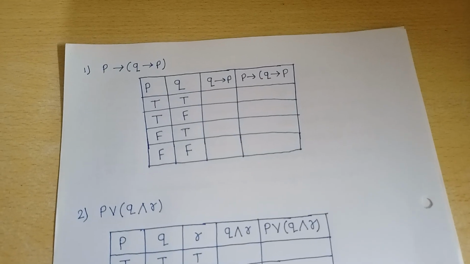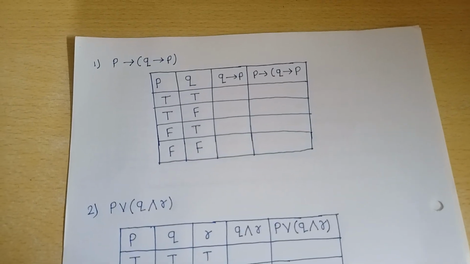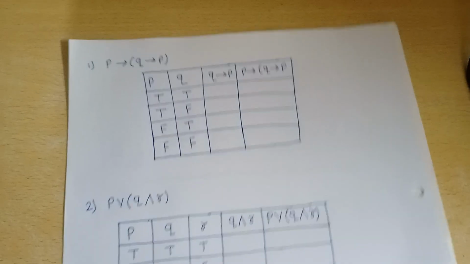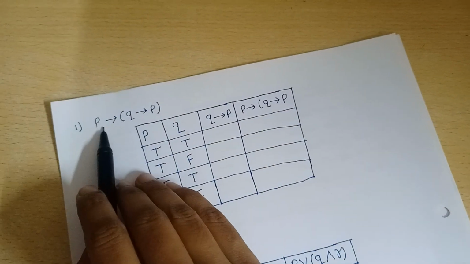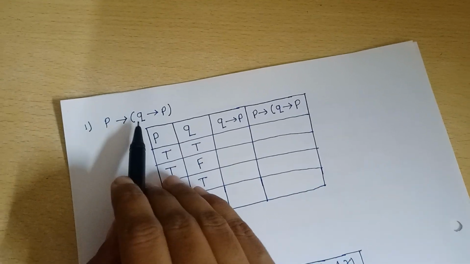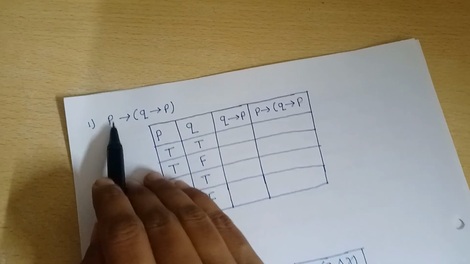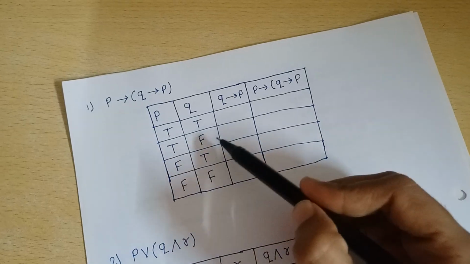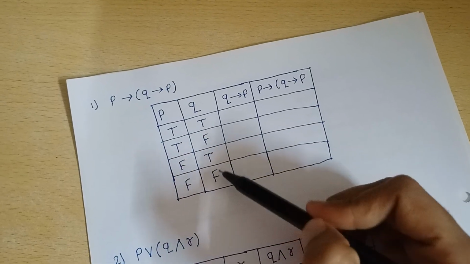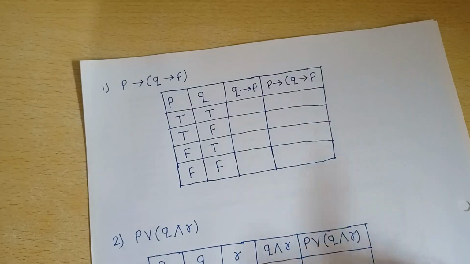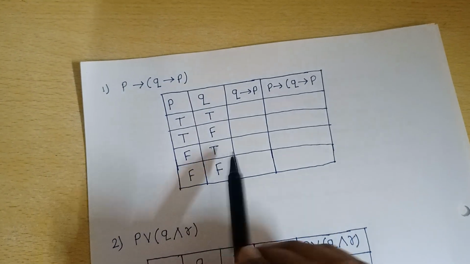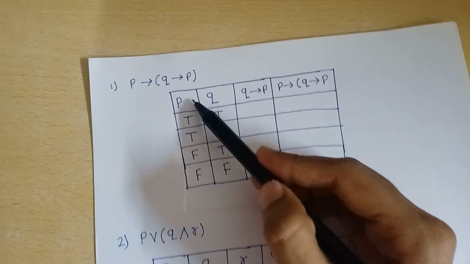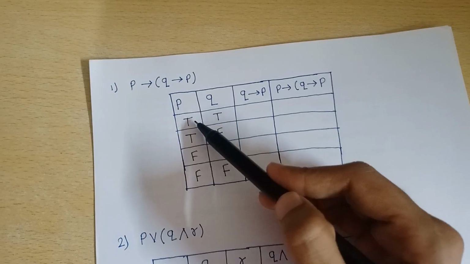Hello student. Today we will see some examples based on mathematical logic. First example, used only two statements P and Q. All combinations of true and false will be covered within 4 rows. Okay?